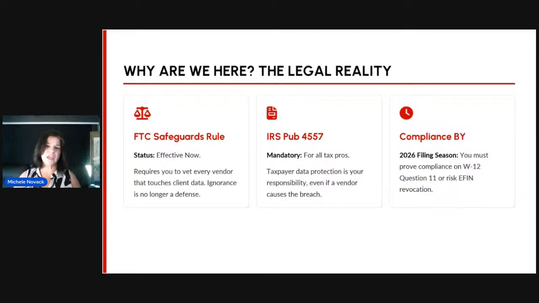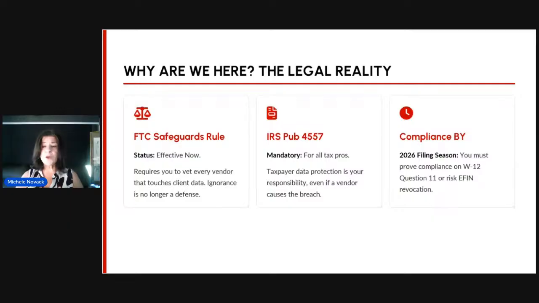The law was changed last year. You're now legally considered a financial institution. The FTC Safeguard Rule was updated to include anyone significantly engaged in financial activities, and that means you. If you don't vet your vendors, you're in direct violation of federal law, even if you haven't been breached yet.